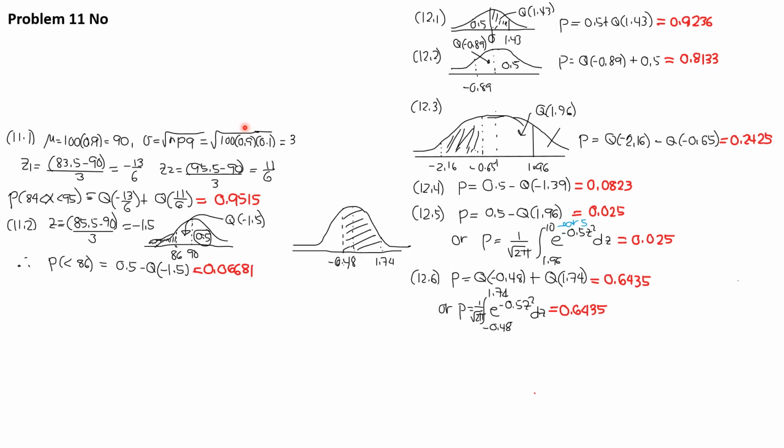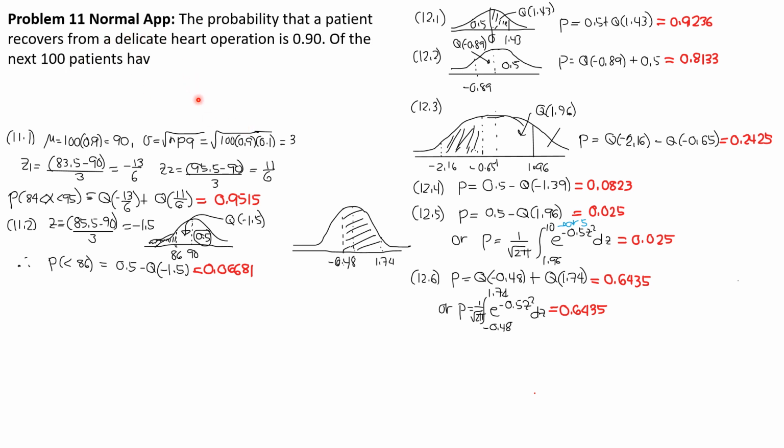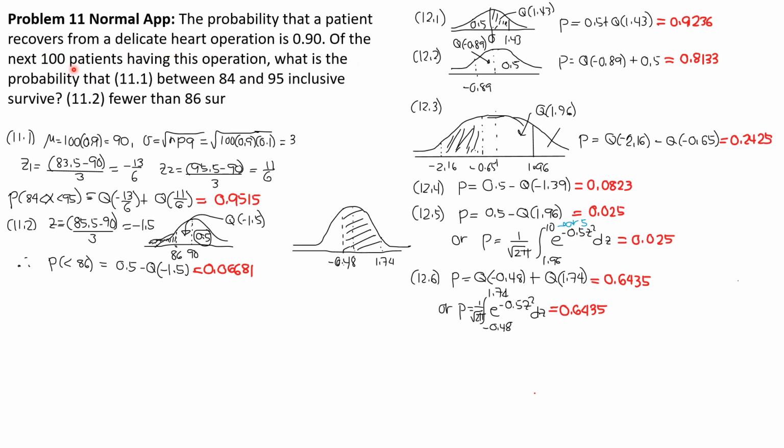So, to continue, problem 11, another problem on normal approximation. The probability that a patient recovers from a delicate heart operation is 0.9. Of the next 100 patients having this operation, what is the probability that 11.1 between 84 and 95 inclusive survive, and 11.2 fewer than 86 survive? For the mean, it is np, 100 times 0.9, so 90. And remember, the standard deviation is the square root of npq, where q is 1 minus p, 1 minus 0.9. So 100 times 0.9 times 0.1, that's 3.